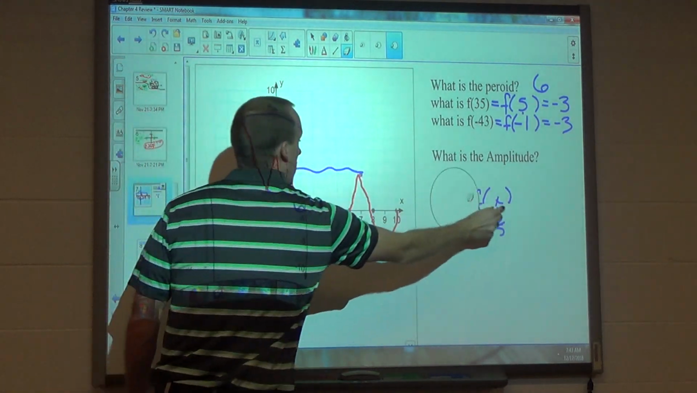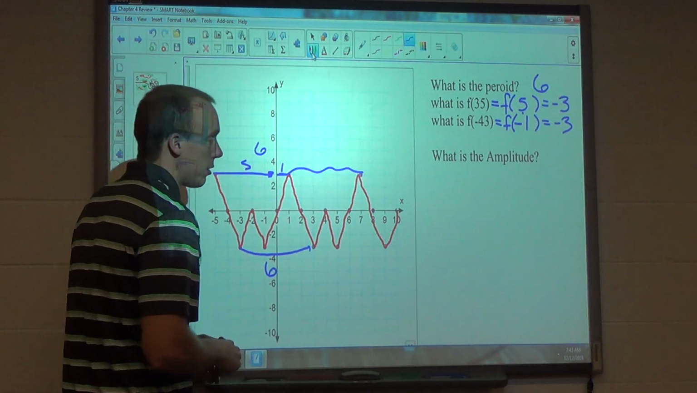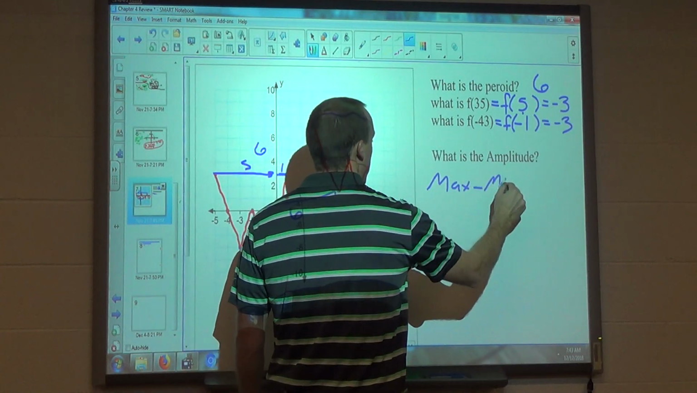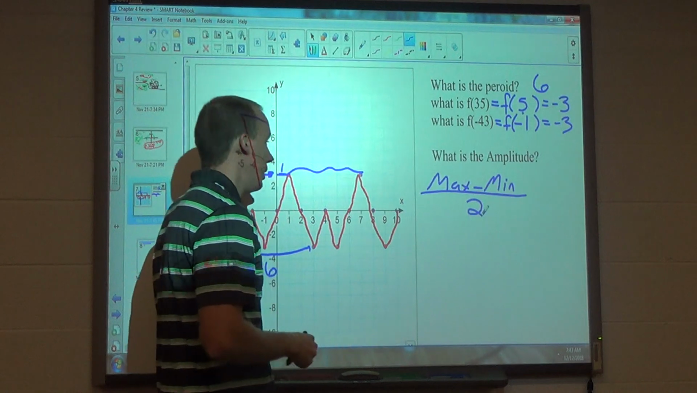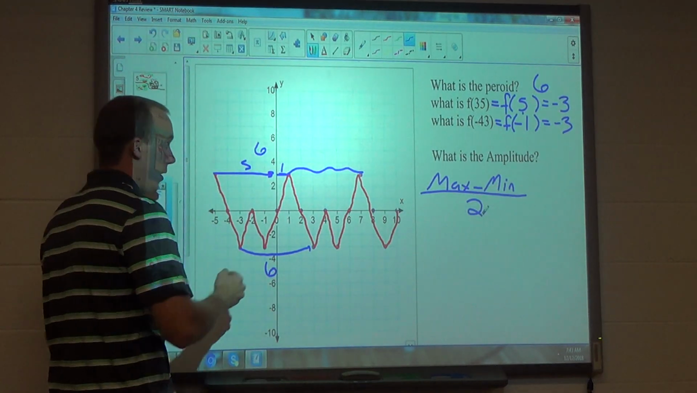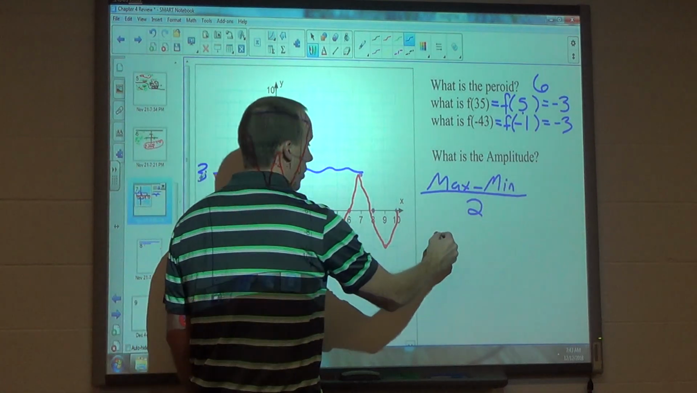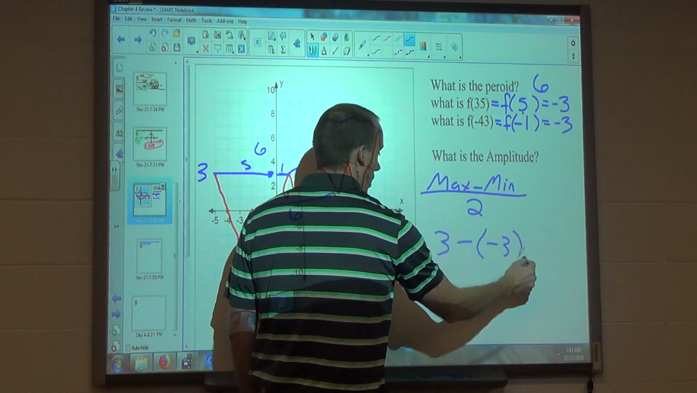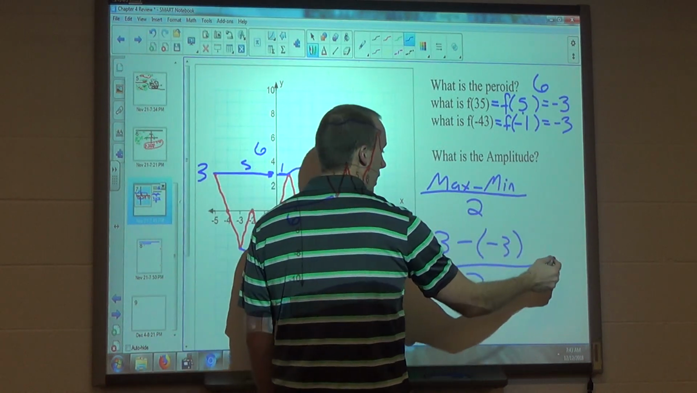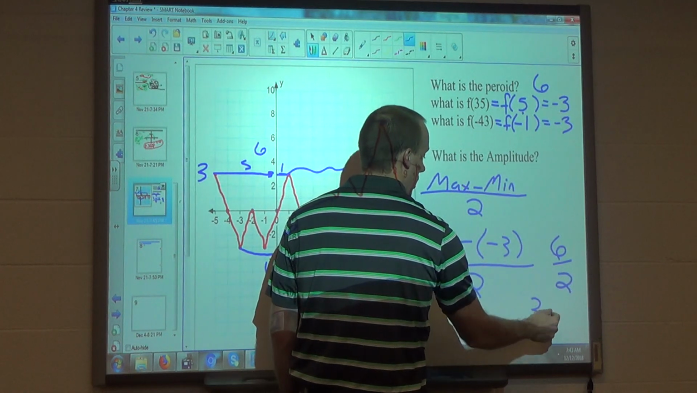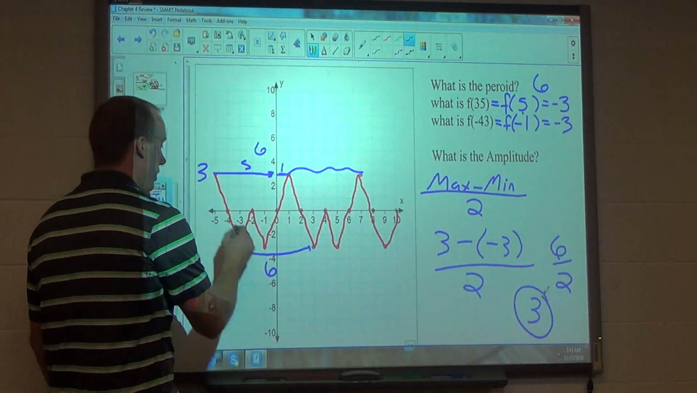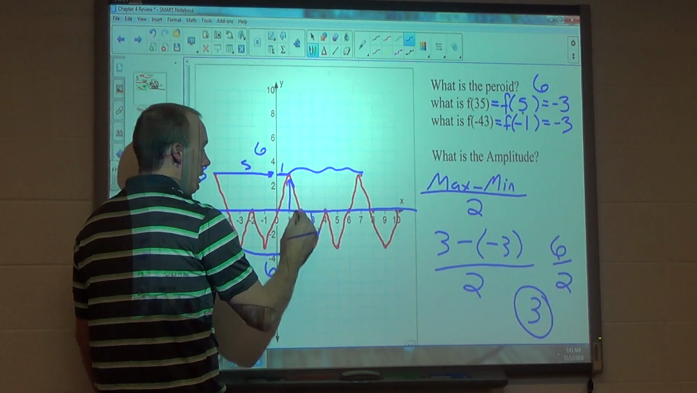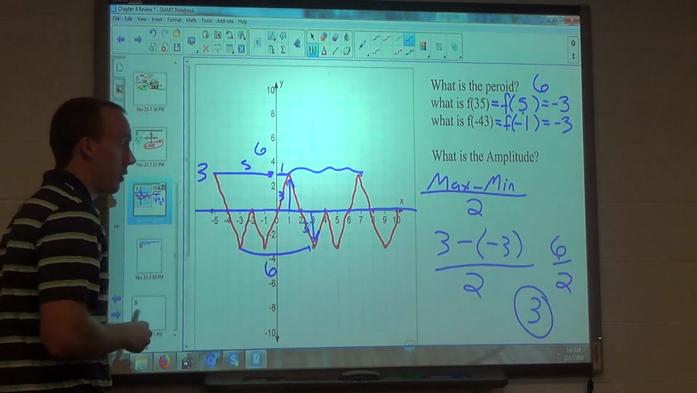Okay, last thing here is what is the amplitude? Okay, so my amplitude is the max minus the min all over 2. So what's the highest height here? 3. So it's going to be 3 minus, what's my lowest height? -3, all over 2. Negative make it plus, so it's 6 over 2, which is 3. What that means here is if I have my middle line, and this is actually the middle line here, the highest goes up 3 and the lowest goes down 3, so that is my amplitude.